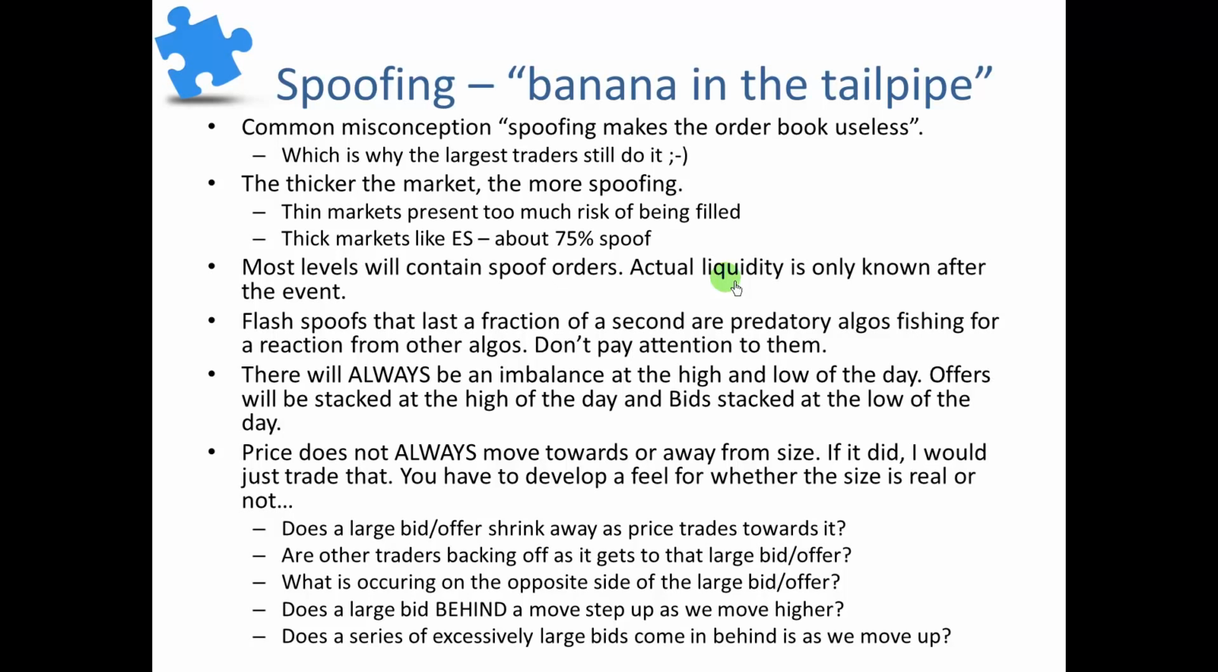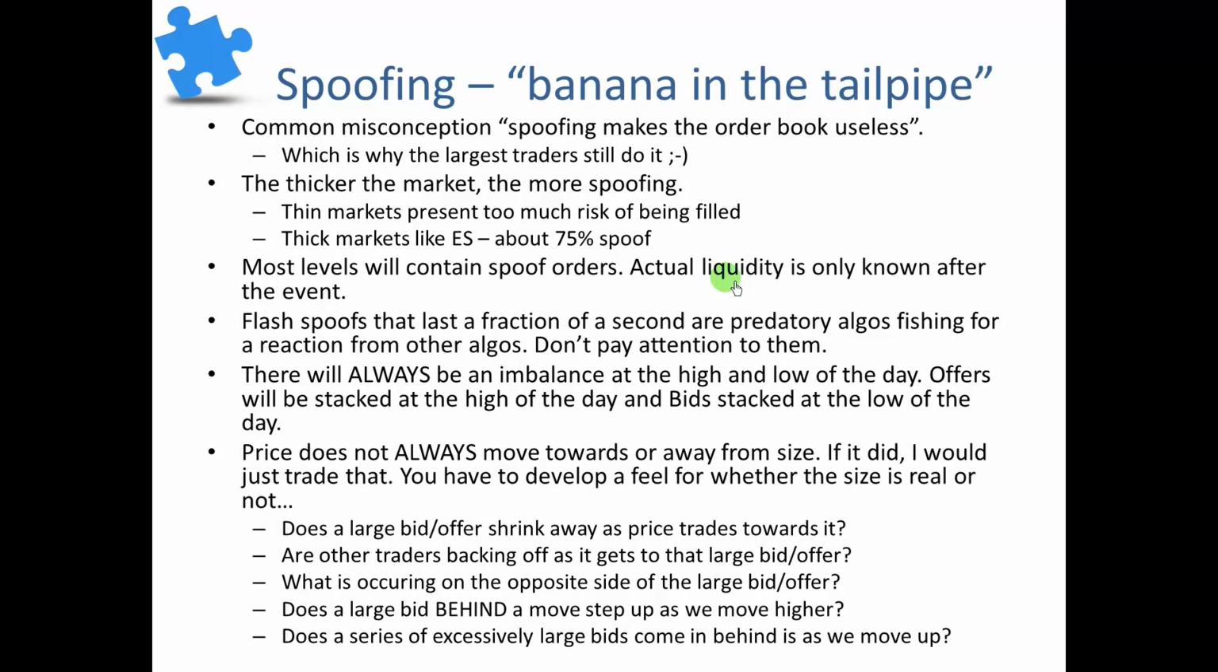So when you see excessive size on the bids and offers, what you need to look for is, does that bid or offer shrink or move away a step as price moves towards it? Are traders shying away from trading as we move towards that point? So if there's a big limit order on the offer side, do we get close to it and suddenly nobody's buying? Is the offer effectively scaring buyers away?